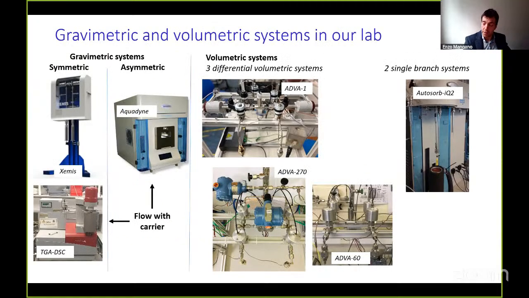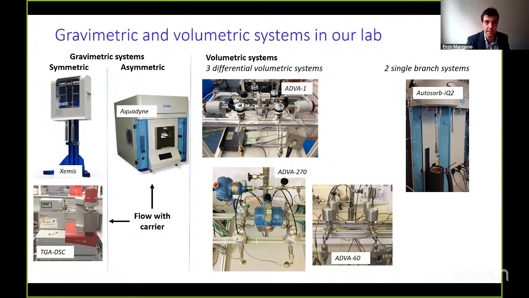Many of you probably recall my work on a lot of flow systems, and particularly on the zero-length column, and our lab has a lot of them. But we also have a number of gravimetric and volumetric techniques. Gravimetric techniques include systems that are in flow and systems that work at high pressure, not in flow, like the Xemix microbalance. And as was specified in the introduction, we also work with volumetric techniques.